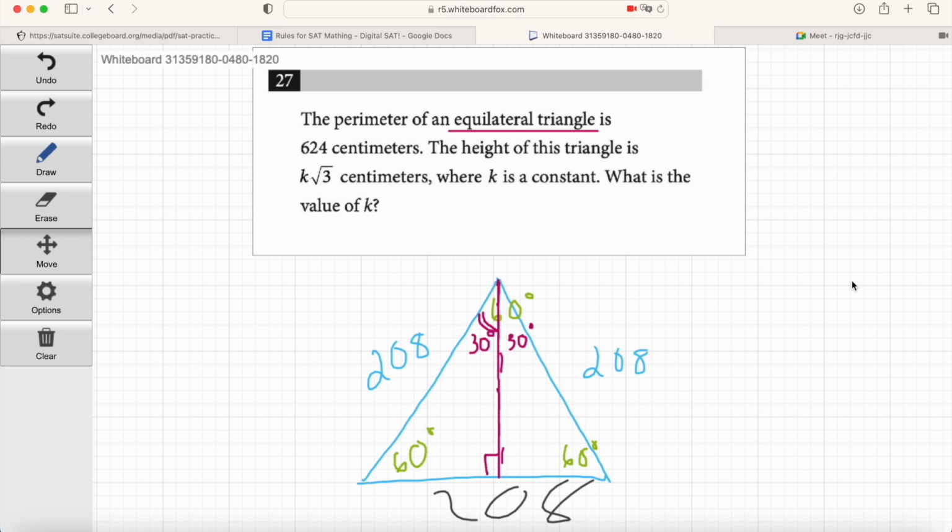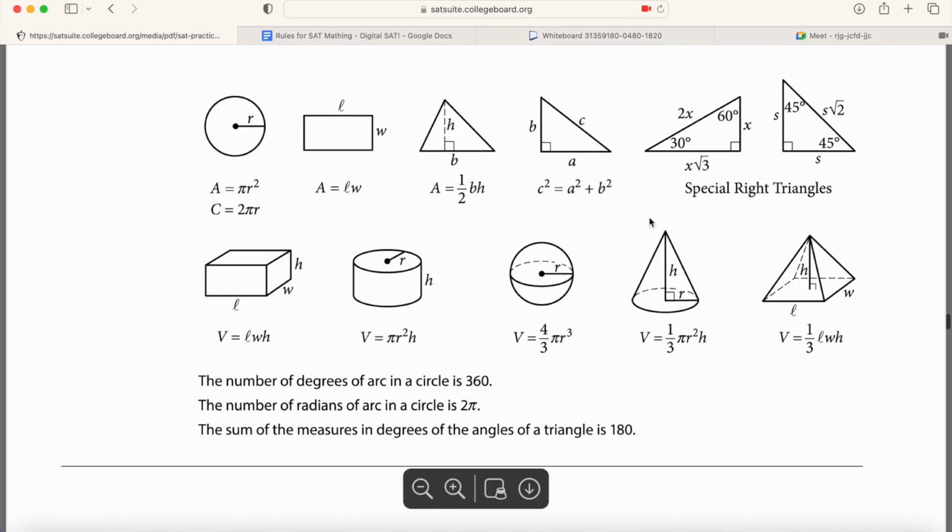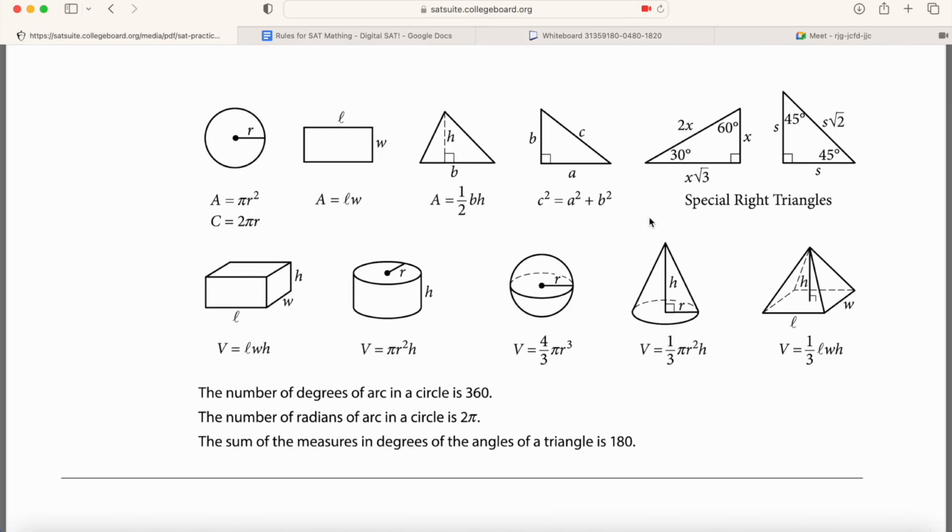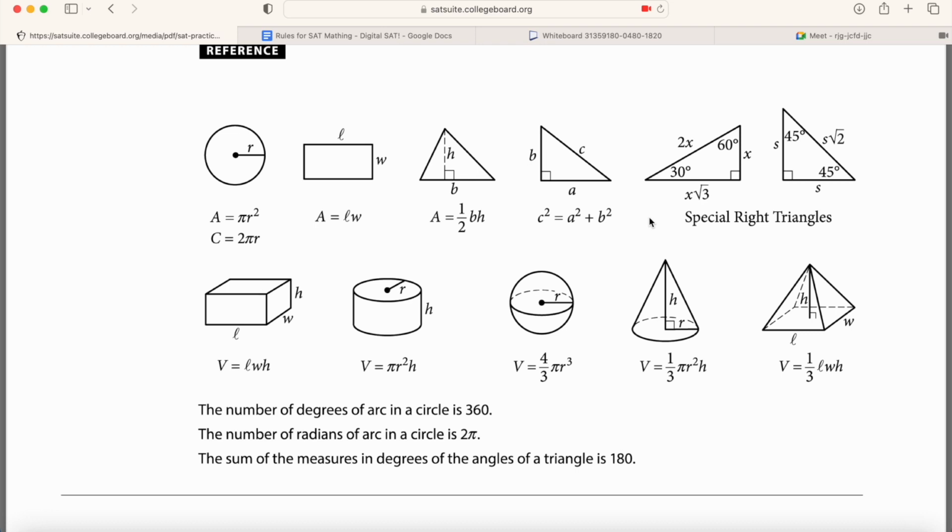No. Let's go to the beginning of that practice test, the beginning of Module 1. I want to go there real quick. I'm going to show you this. Here they give you this formula. Go to that document. On the right-hand side of the formula page, you should see a little section. They say special right triangles. And they've got two of them there.